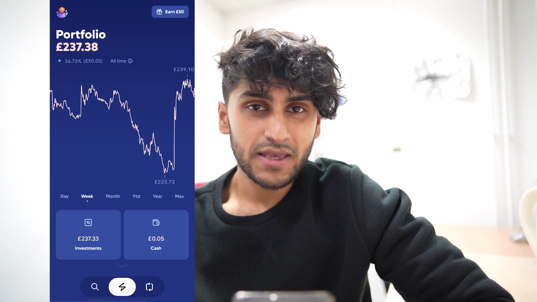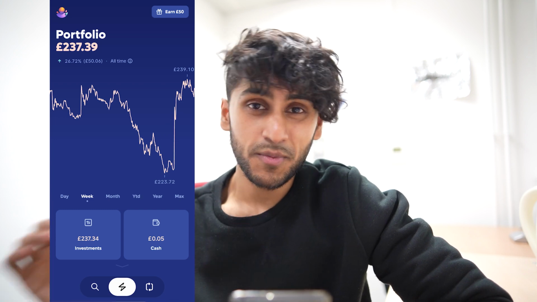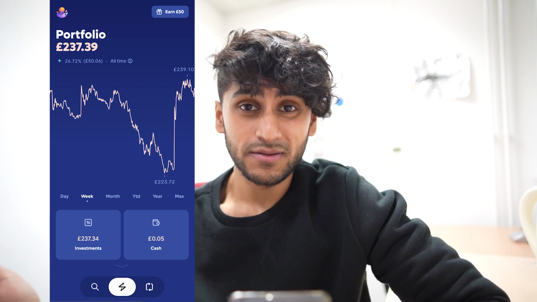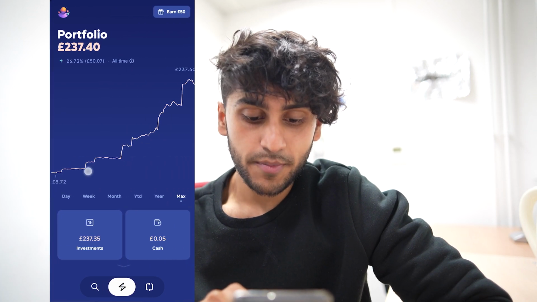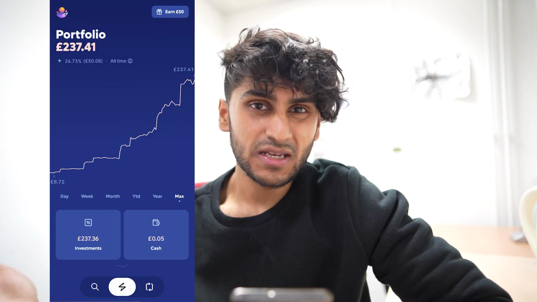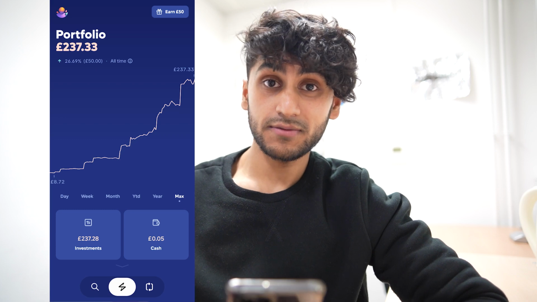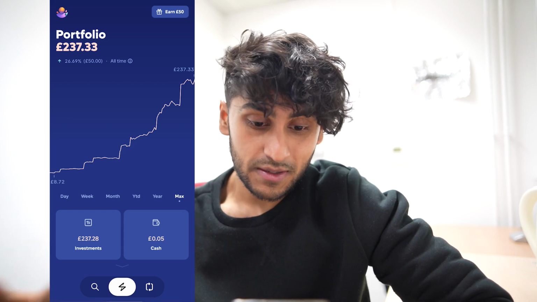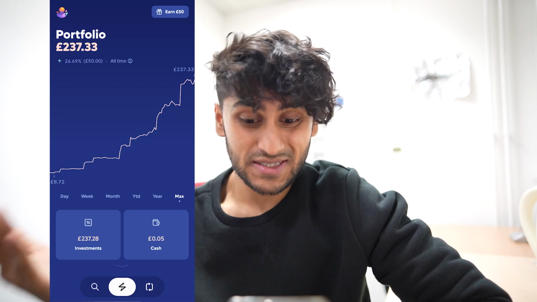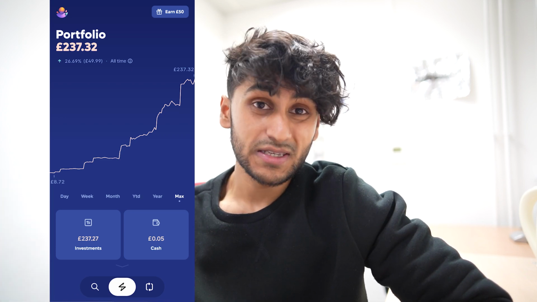So I started using Lightyear as a proof of concept that by putting a small amount of money in every single month, literally less than £50, over a period of time you can get nice compounding growth. So I started in October, which is not many months ago, and I've been consistently putting maybe £20 or £30, and currently it is at £237, although around £30 has been from signups, the rest has been from deposits and capital gain. As you can see, 26% increase over the past few months is actually really good.